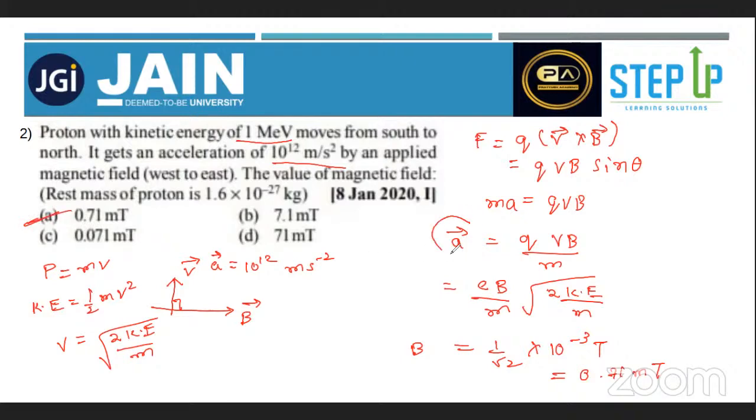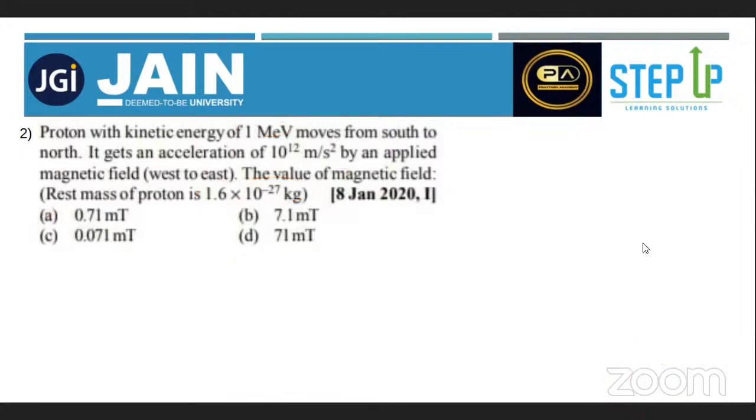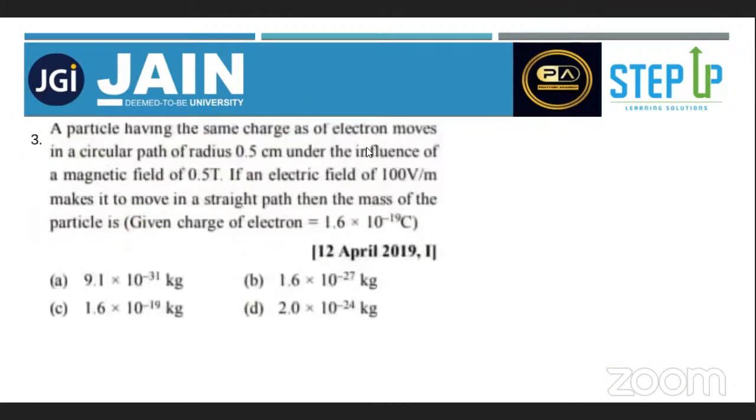The acceleration value, everything is known to us. Acceleration value is given to you, kinetic energy value is given to you, the rest mass of the proton is given to you. So mass is given, and the charge, we know the charge is equal to how much? E value will be 1.6 into 10 raised to minus 19. After substituting everything, you get this answer. Next, try.